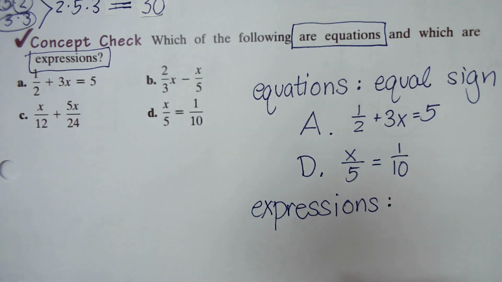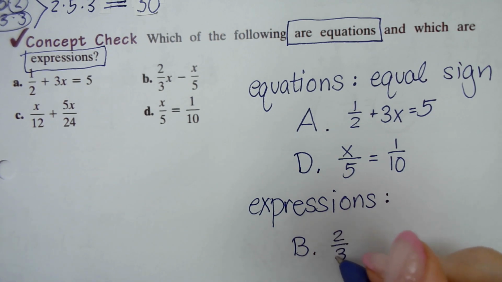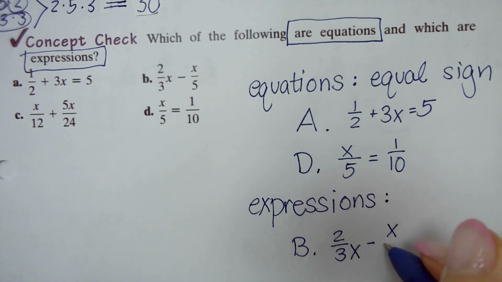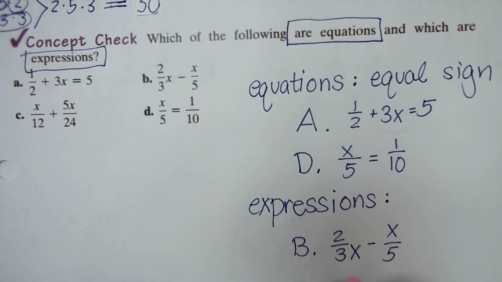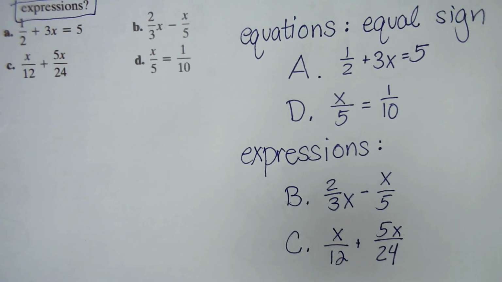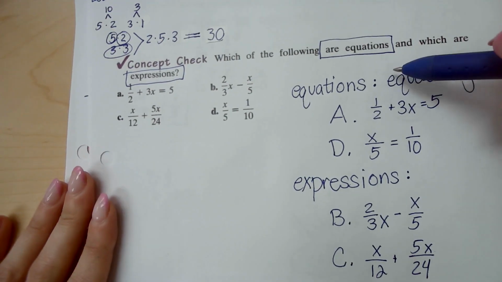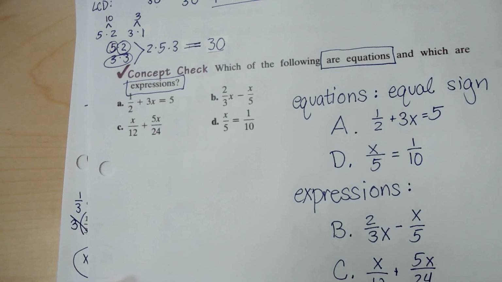So that would be B, 2 over 3x minus x over 5, and C, x over 12 plus 5x over 24. So that would be our final answer for equations versus expressions.